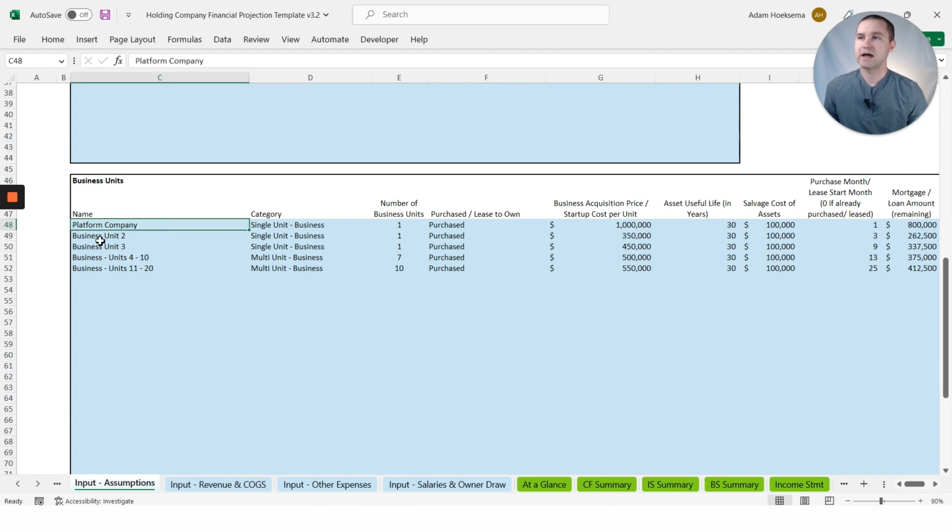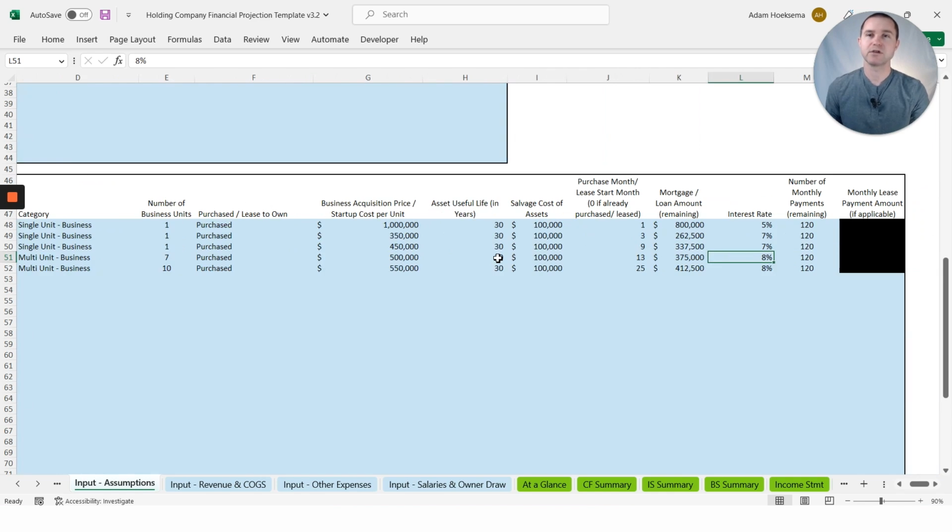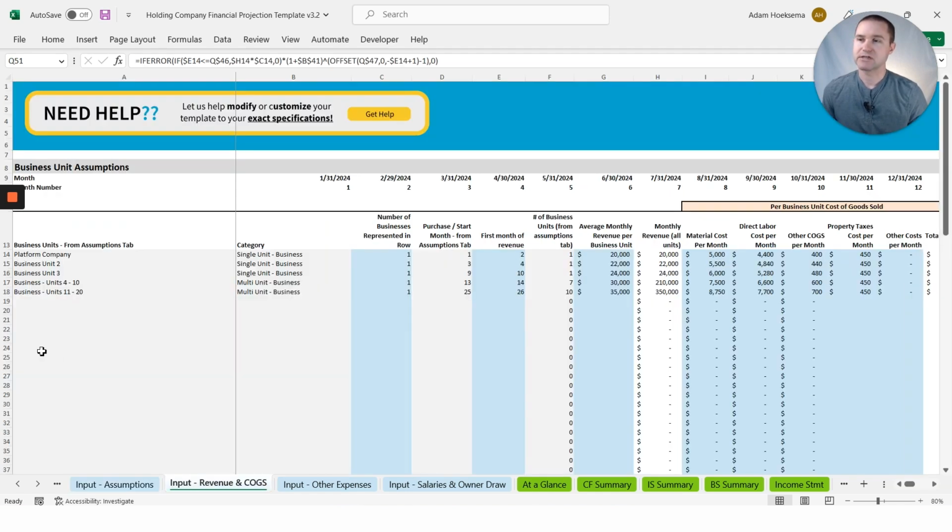Now, let's say we're going to buy a second unit here for $350,000 in month 3, and then a third unit for $450,000 in month 9. And then you also have the ability to say, let's say we buy a chain of dentist offices that already exists. So we're saying business units 4 through 10 here. So there's 7 more units here that we're going to buy all at once, and we're going to do that in month 13. Each of these acquisitions, you can have a loan amount and interest rate and terms on that. Okay, so that's how you're entering in your different acquisitions as you buy them.